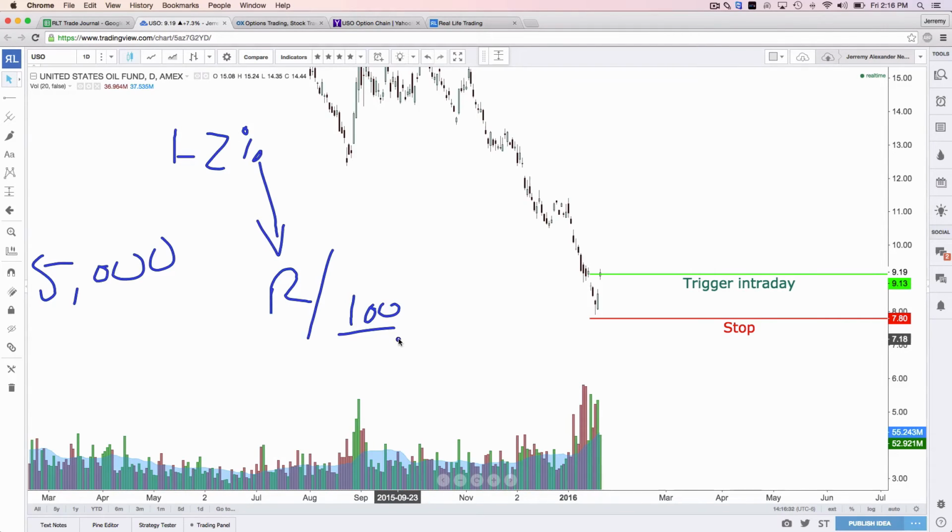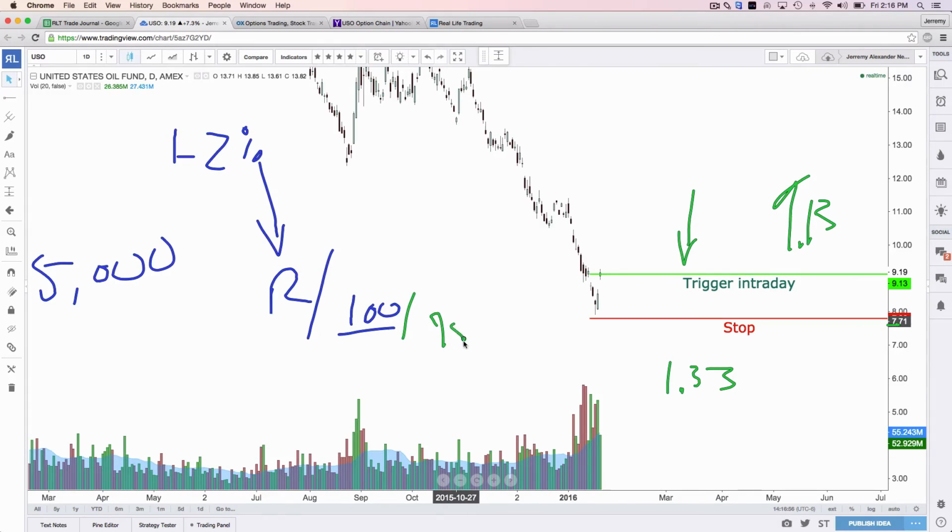The way you calculate the amount of options that you buy is you have a trigger. So let's say your trigger is $9.13. Your stop is $7.80. You take the difference. $9.13 minus $7.80 equals $1.33. From here, you normally divide 100 by your stop value. So 100 divided by $1.33 equals 75 shares.